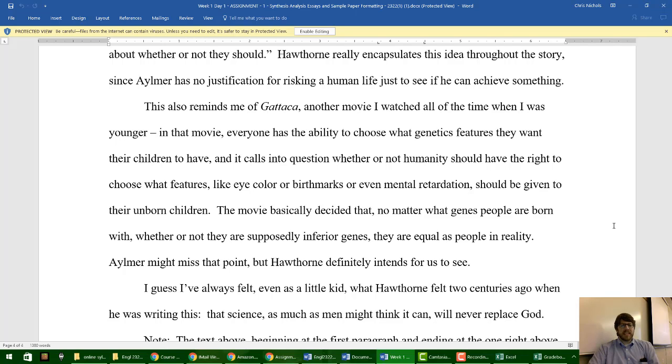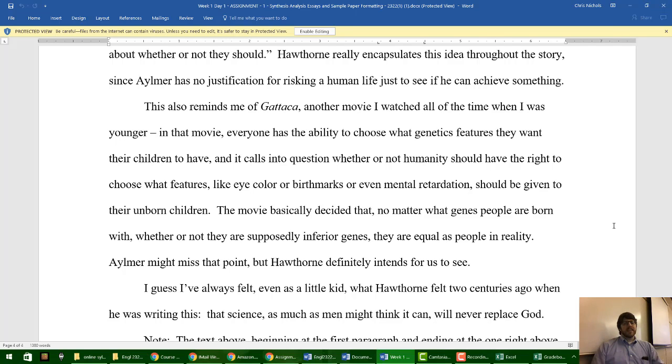So then he says, I guess I always felt that, even as a little kid, what Hawthorne felt 2 centuries ago when he was writing this, that science, as much as men might think it can, will never replace God. And see, that's a really good line, but I honestly wish that he'd gone with not telling me so much about the movies and explaining his background in church.